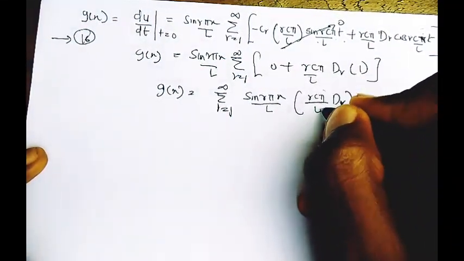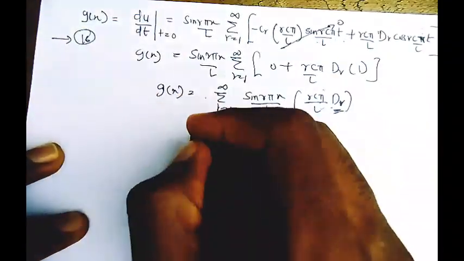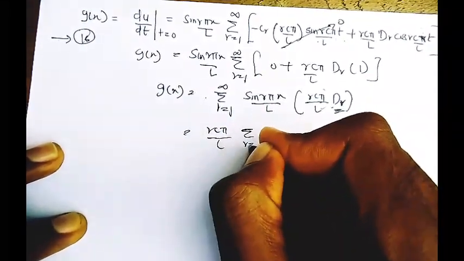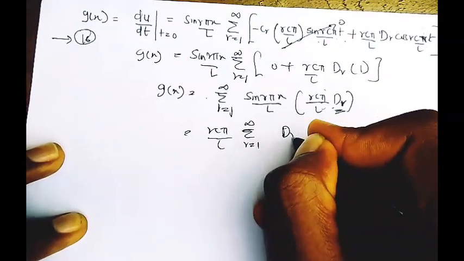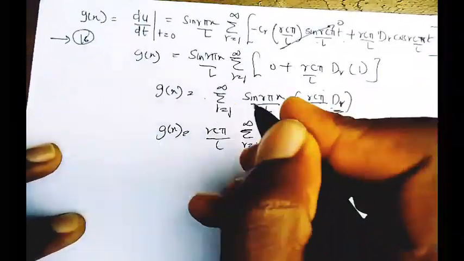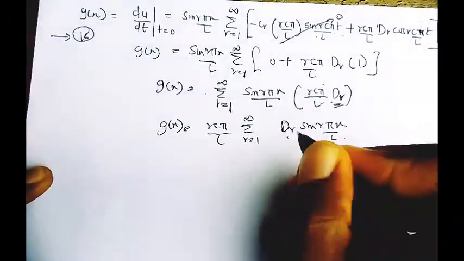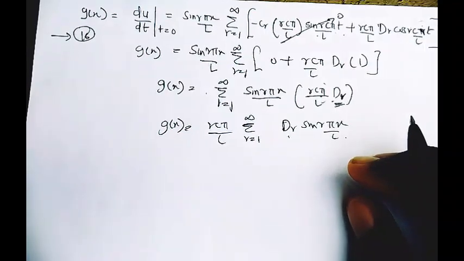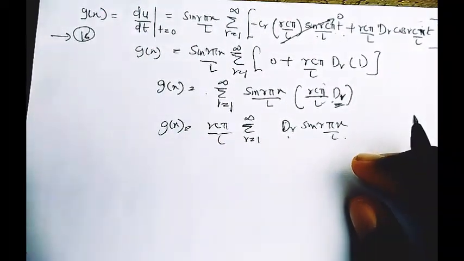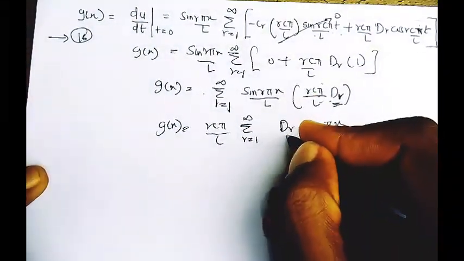Since this is a constant in front, let's take this constant to this point. So this is r c pi over l, summation r equals 1 to infinity of d subscript r sine r pi x over l. If you want to apply the rule of Fourier series to get the answer for d subscript r, we're having an outer constant here, right? So the formula for d subscript r, I'm going to be assigning to d subscript r.